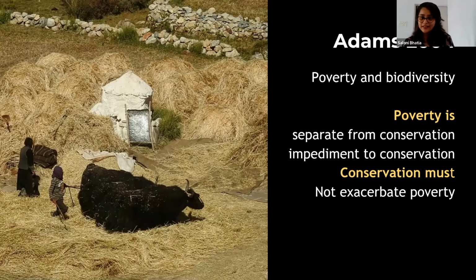The fourth category is conservation must actively reduce poverty. The reason for this is that the well-being of both is tied, and therefore it is important that conservation addresses poverty. So this could mean any kind of income generation activities, or any benefits that conservation derives being shared with the local community. So these are the four categories.